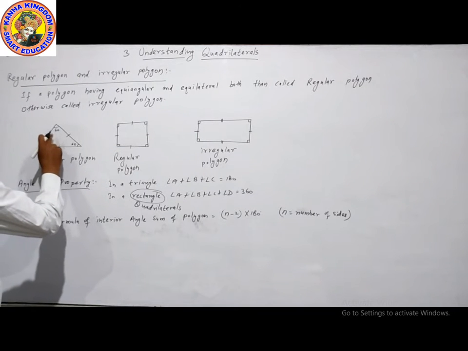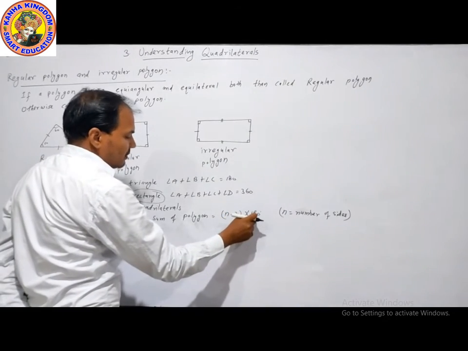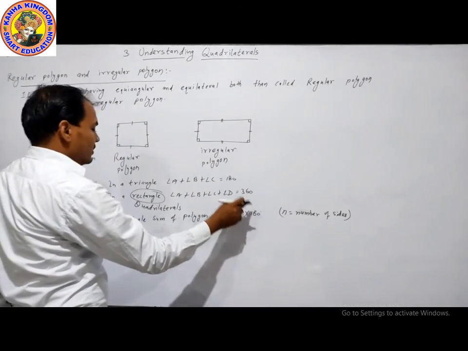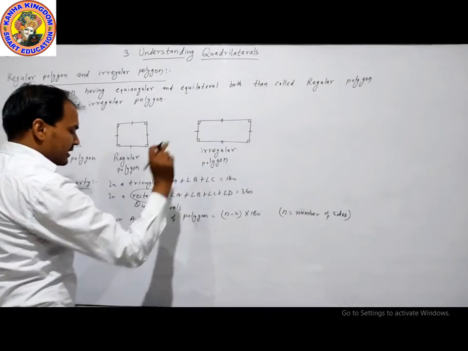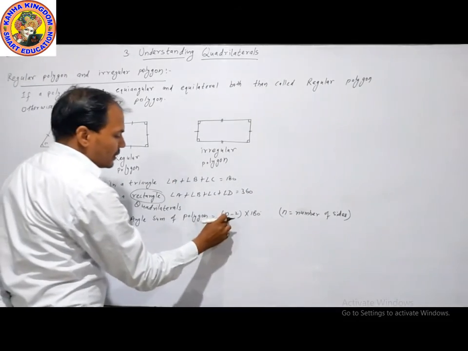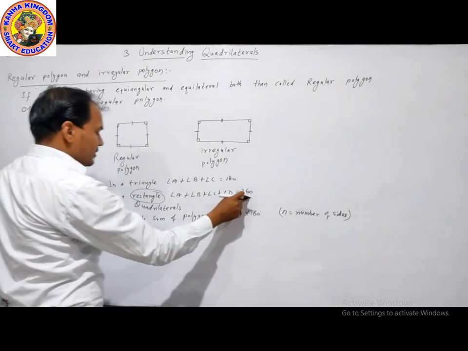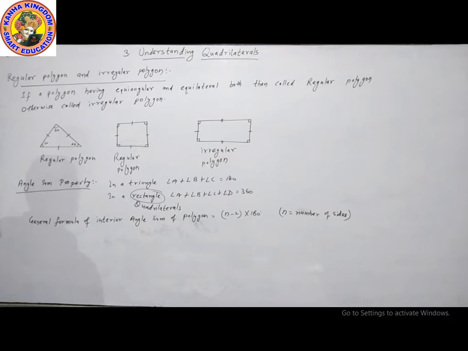In a triangle there are three sides. 3 minus 2 means 1. 1 into 180 is 180. The angle sum of a triangle is 180. For a quadrilateral there are four sides. 4 minus 2 is equal to 2. 2 into 180 is 360. So this is our general formula. These are the formulas for interior angle.